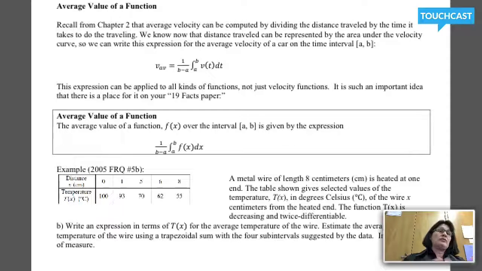And I can write the average velocity is 1 over b minus a times the integral from a to b of v of t dt. So that's the same as saying the distance traveled, that's the integral part, divided by the time it took you. That's the difference between the two time values. And it turns out that this idea of finding the average value of a function applies not just to velocity. So we're going to use that in lots and lots of different places, lots of applications, and it's so important that there's a place on your 19 facts paper for you to write an expression for the average value of a function.